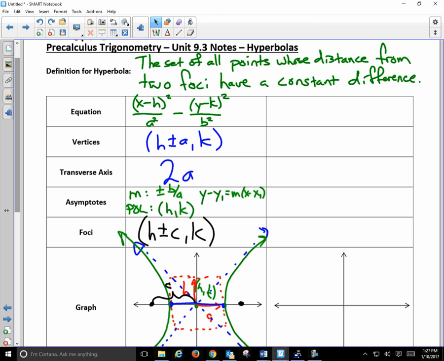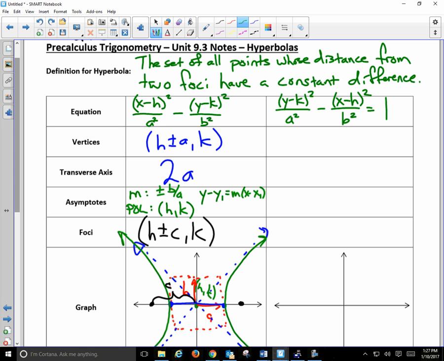Let's do the other one. This one opens up horizontally. This one will open up vertically. And its equation is y minus k quantity squared over a squared minus x minus h quantity squared over b squared is equal to 1.